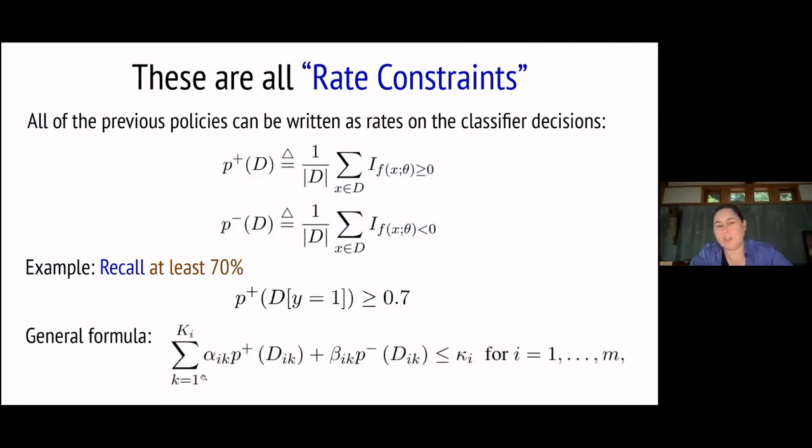And more generally, we end up with constraints that look like some set of sums over some set of positive rates on different data sets. These might be slices like the India data set examples or the US examples, and some linear combination of the negative rates on some other data sets have to be constrained with some numbers. So this is your general formulation.